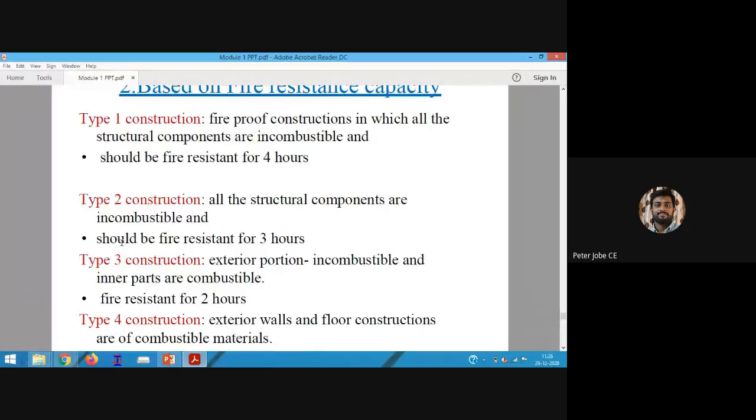Deva Nair. Is Deva Nair here? Yes, sir, I'm here. Okay. So based on your opinion, which building is more fire resistant or safe to be in case of a fire, a steel building or a concrete building? It's a concrete building. Why?